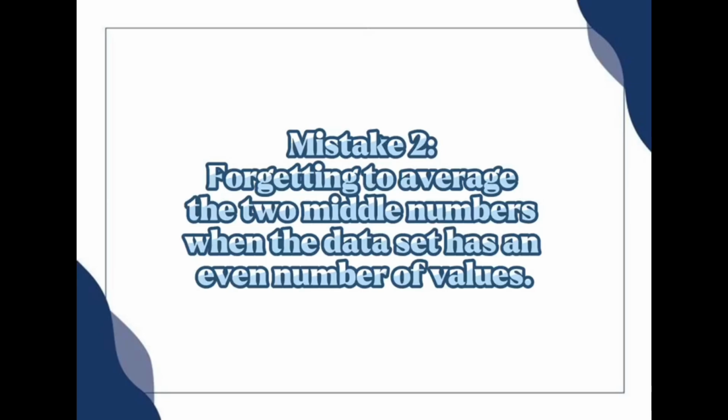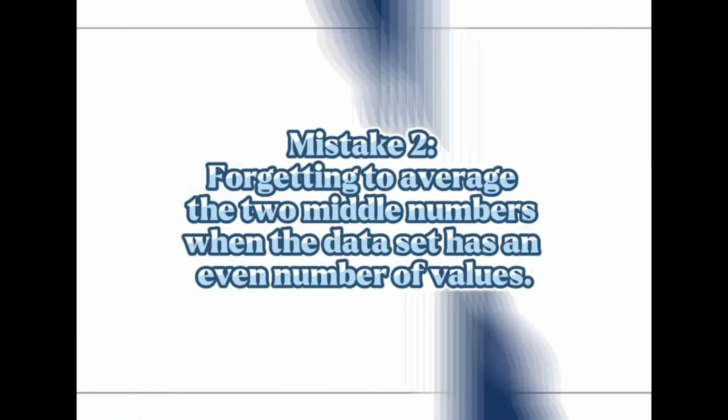Mistake number 2, forgetting to average the two middle numbers when the data set has an even number of values. If you forget to average the two middle numbers when dealing with an even number of values in a dataset, you will get an inaccurate median.